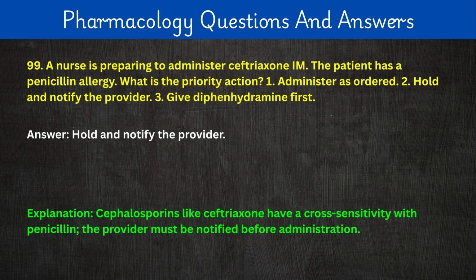99. A nurse is preparing to administer ceftriaxone IM. The patient has a penicillin allergy. What is the priority action? 1. Administer as ordered. 2. Hold and notify the provider. 3. Give diphenhydramine first. Answer: hold and notify the provider. Explanation: cephalosporins like ceftriaxone have a cross-sensitivity with penicillin. The provider must be notified before administration.